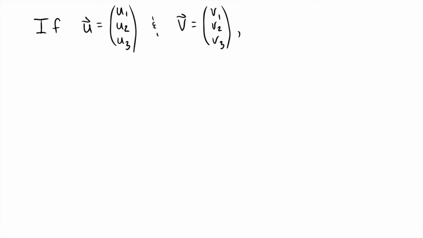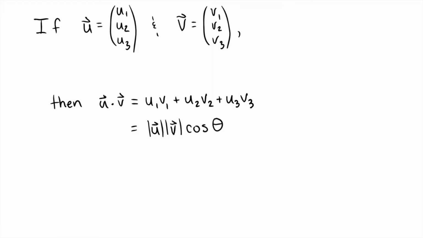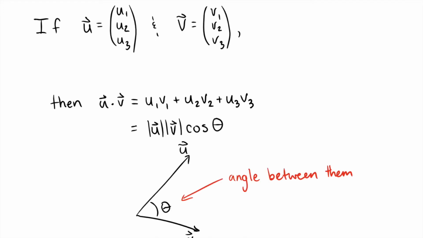So if I have vectors u and v, then their scalar product, or u dotted with v, can be found by multiplying the corresponding components and adding them together. So I take the x components, the y components, the z components, I find their products and I sum them. Another way of finding the dot product of two vectors is to multiply the magnitudes of the vectors times cosine of theta, where theta is the angle between them.